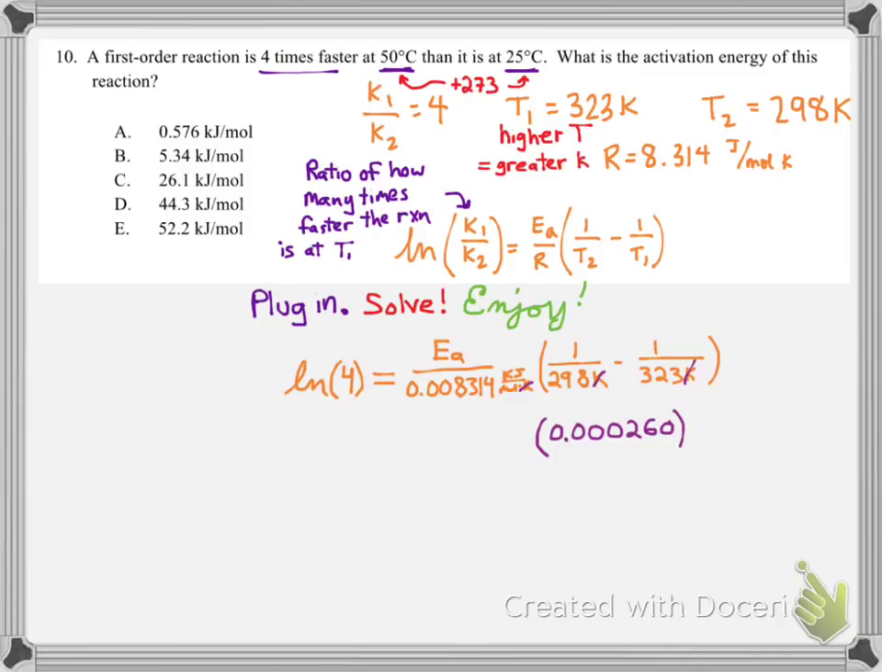I always like to get rid of these parentheses with the temperatures in the denominator first. Ends up being 0.000260. And then the natural log of 4. So the natural log of 4 is 1.39. And now we're just going to multiply through R and divide each side by 0.000260. And we will get 44.3 kilojoules per mole, our answer.